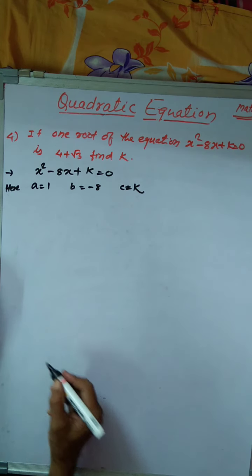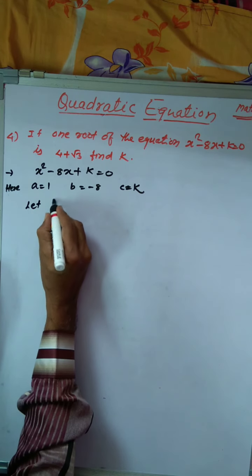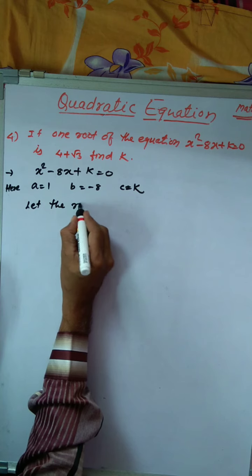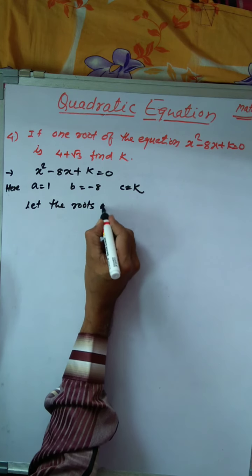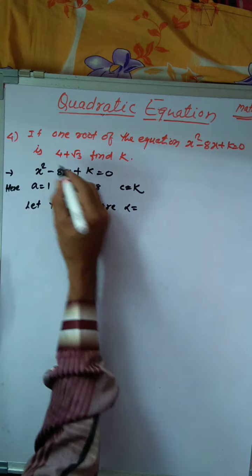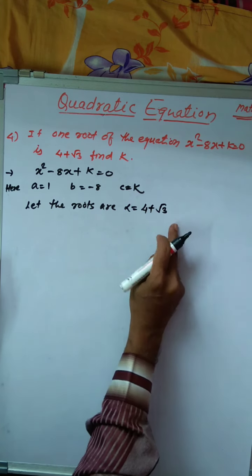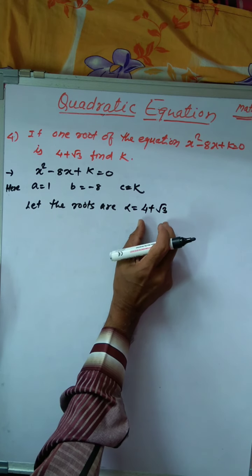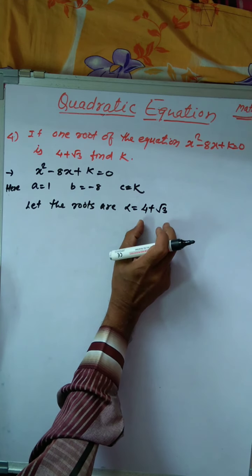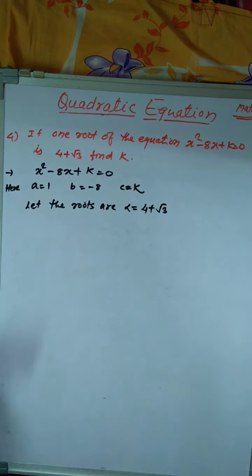Now one root is given. Let the roots be alpha is equal to 4 plus root 3. One root is given, 4 plus root 3. Here the root is an irrational number. If the roots are irrational numbers, then alpha and beta are conjugate pairs.